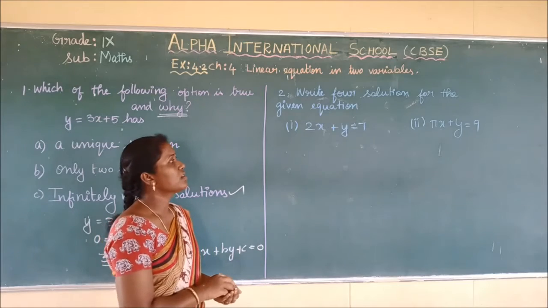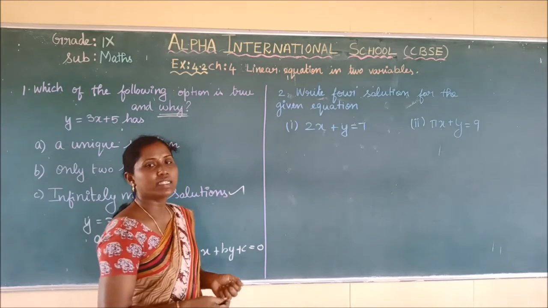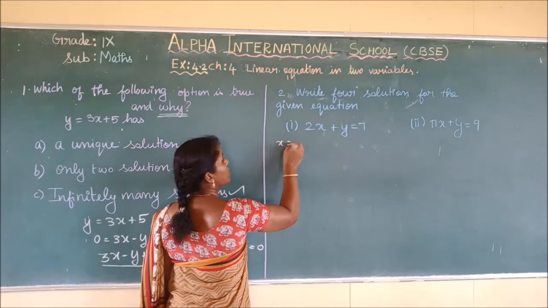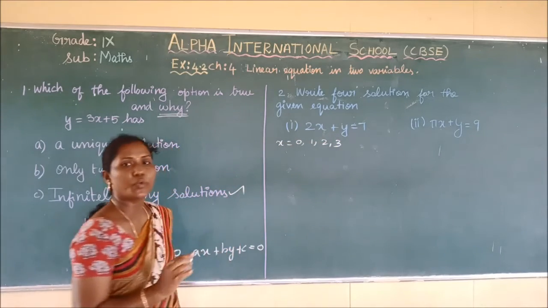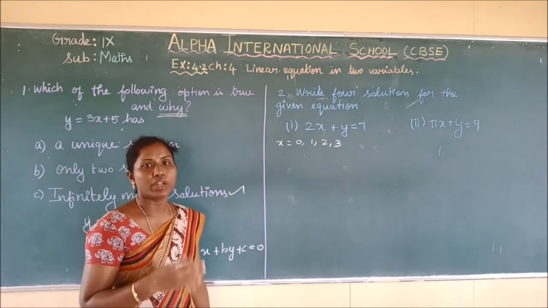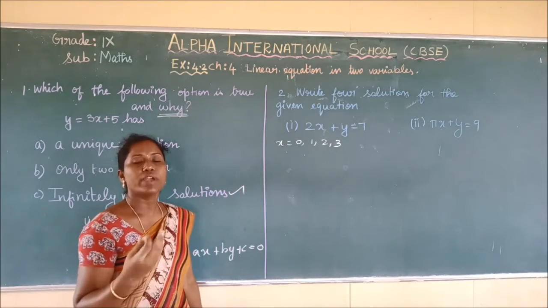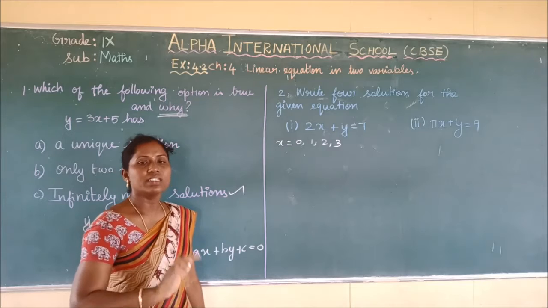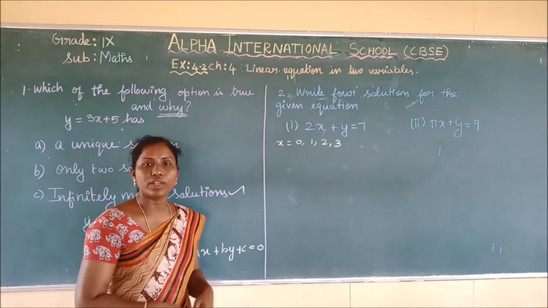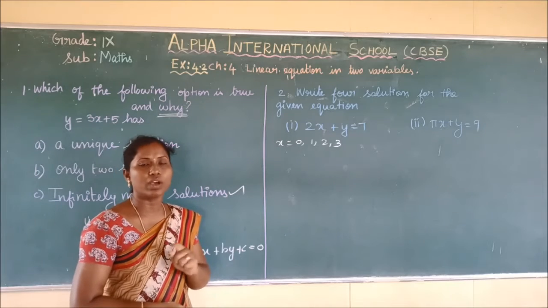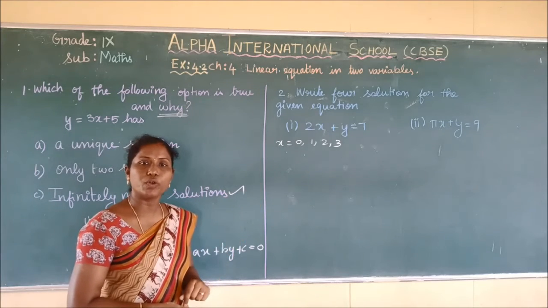Just for making it easy, we'll take the values of x as 0, 1, 2, 3. We'll substitute these 4 values and find the corresponding values of y for whatever equation you are given. Just take any random values for x, substitute in the equation and identify the value of y. Here we are going to find the 4 solutions.